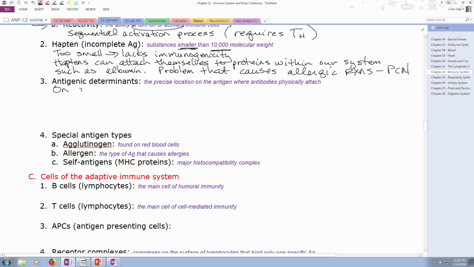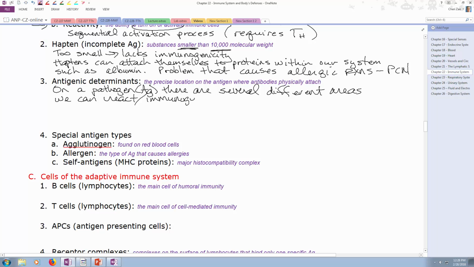So on a pathogen, and I'm putting in parentheses antigen, there are several different areas that are immunogenic, that we can react to. And they are called antigenic determinants.